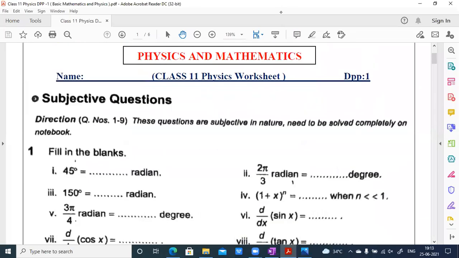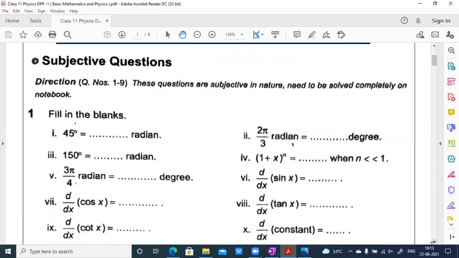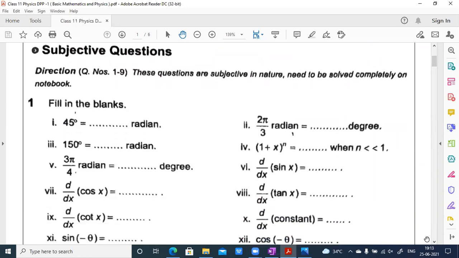And almost all the types of varieties of questions we have already covered. This first part I am leaving because it was conversion of degree into radian. First, second, third, I think we did. Fourth, we used binomial approximation. What was the answer for fourth?